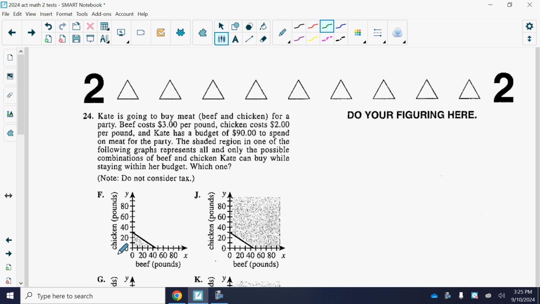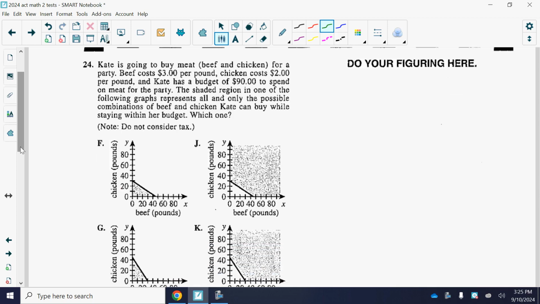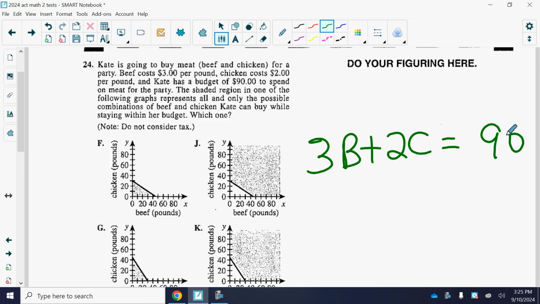This one was peculiar. We're going to buy meat and chicken for a party, and we've got $90 to spend. Beef is $3 per pound, and chicken is $2 per pound. So 3 beefs plus 2 chickens has to equal 90? Not really equal. It has to be under my budget. I can't spend more, so it's less than or equal to 90.